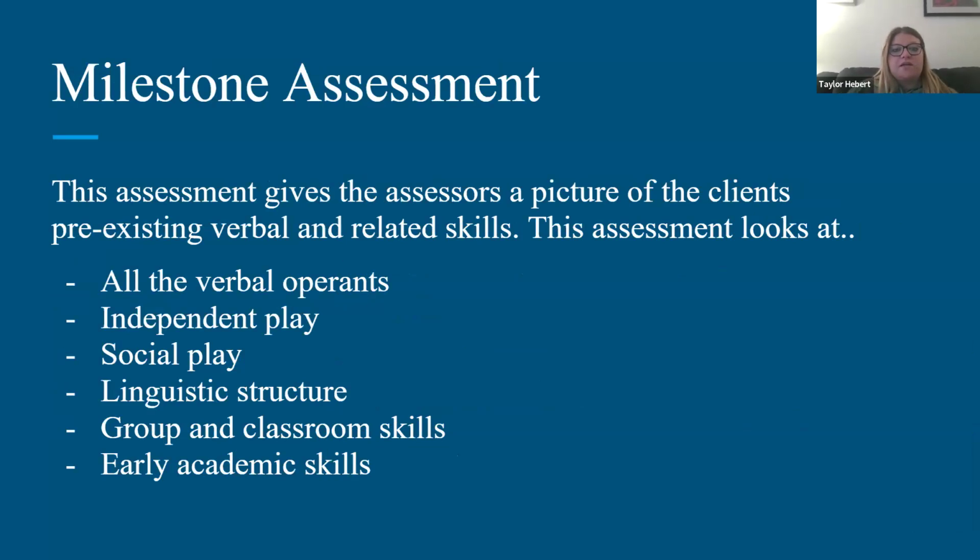The milestone assessment gives the assessor a picture of the client's pre-existing verbal and related skills. This can look at all of the verbal operants, which are mand, tact, imitation, listener response, VP-MTS. It looks at independent play skills, social play, linguistic structures, group and classroom skills, and early academic skills.